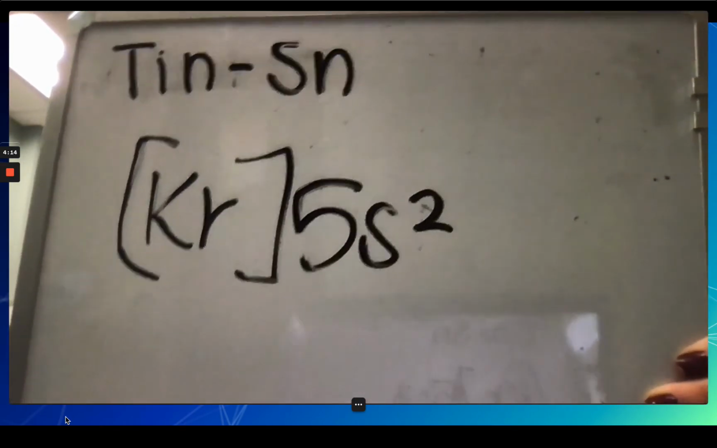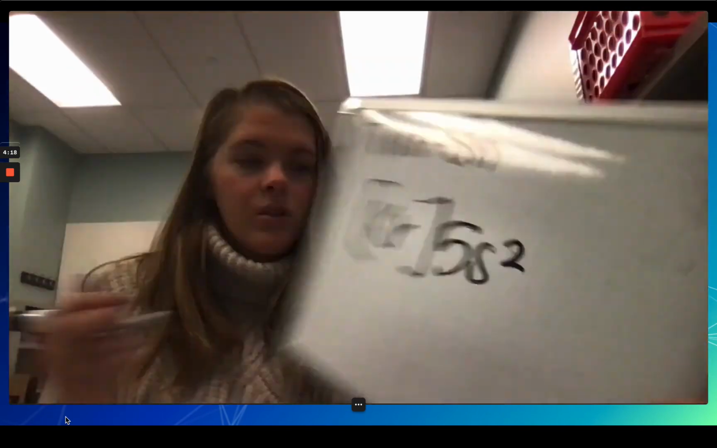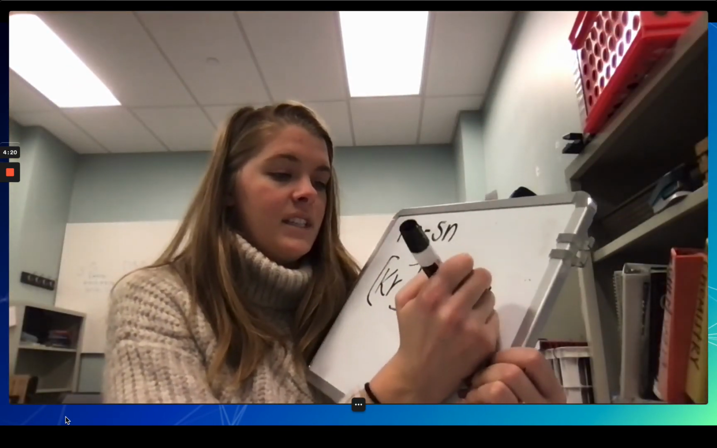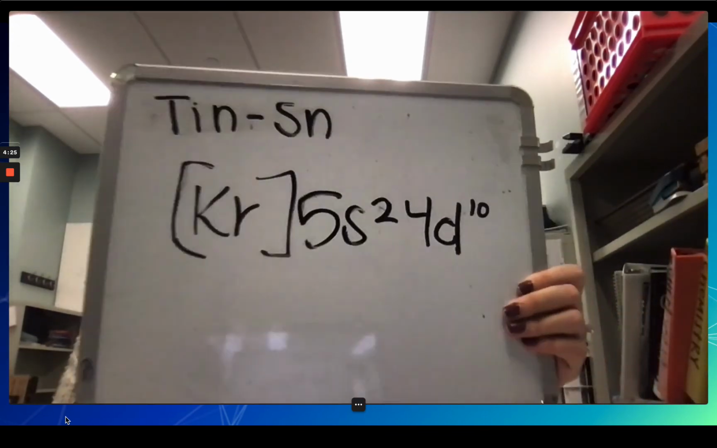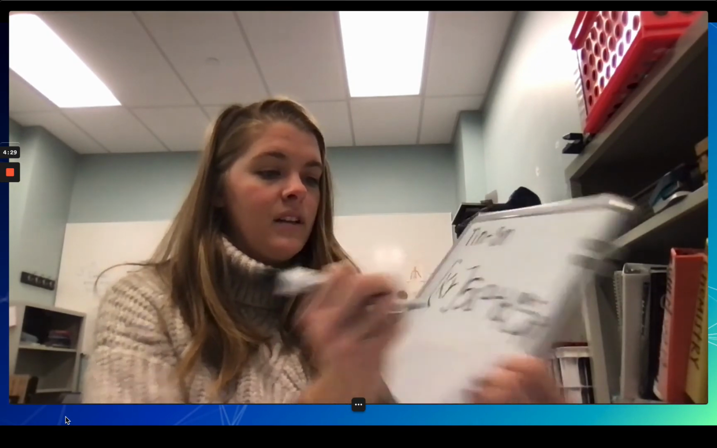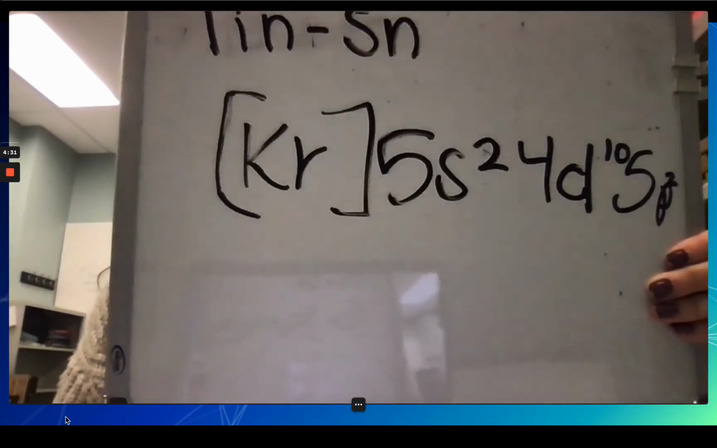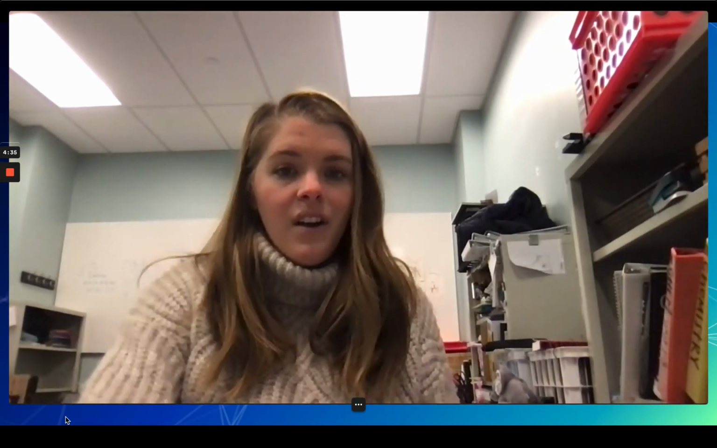After that, we jump to our d block, and we know that our d block drops 1 level. So we fill in 4d10, and then we drop back up to 5p, and tin is in our second spot, so it would be 5p2. That would be our shorthand electron configuration for tin.